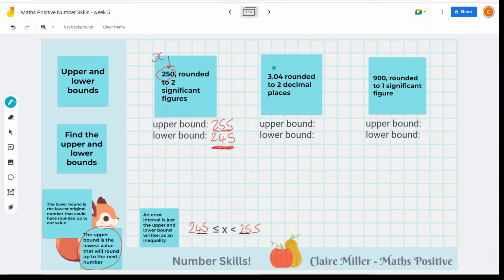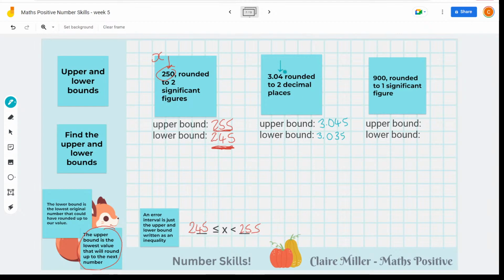So if this is rounded to 2 decimal places, so this is the last digit, the second decimal place, the upper bound is going to be half of the value of this column above our number. So it's going to be 3.045. The lower bound is going to be half of the value of this column below our number, 3.035, right?